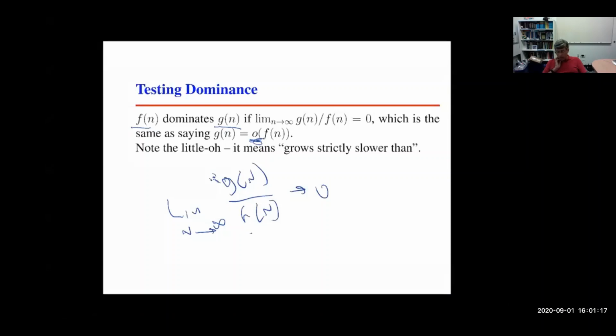So what are examples of functions where this limit is true? What is the limit of n over n squared? Well, that's the limit of, if we cancel it, 1 over n. As n gets bigger and bigger, what does 1 over n approach? It approaches 0, right? So that's an argument that n squared dominates n. Any questions about it?